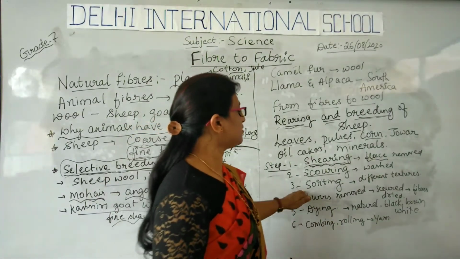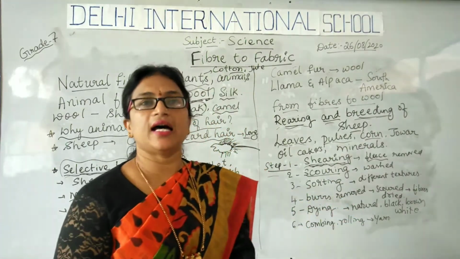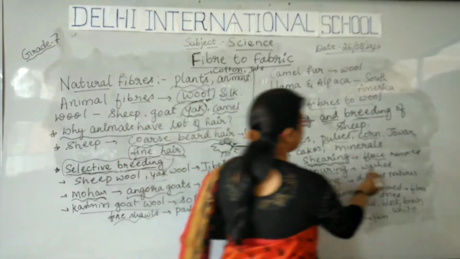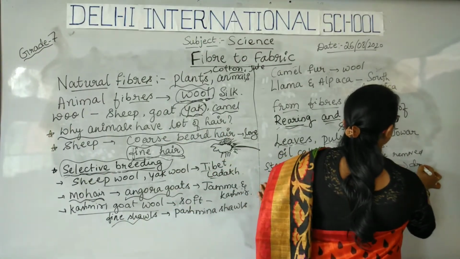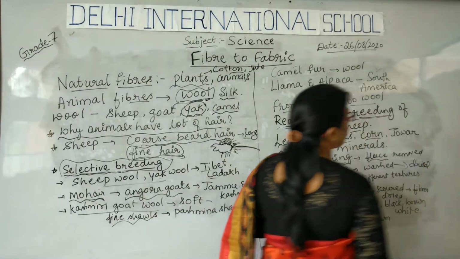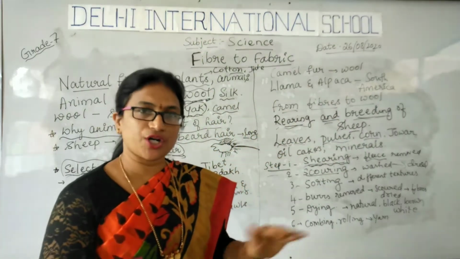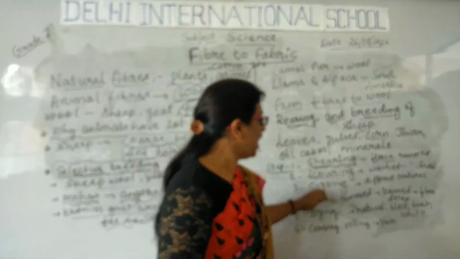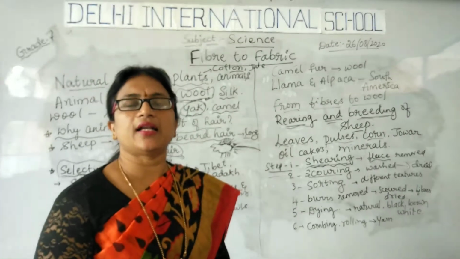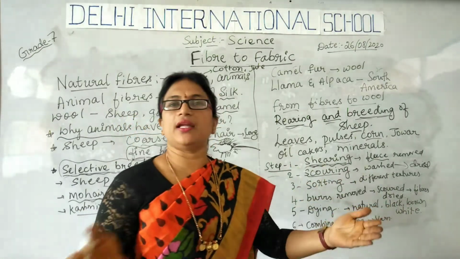Okay. So in the next step, sorting is done. After washing, it is dried properly. The hairs are washed and dried properly, and then sorting is done. Sorting means separating.